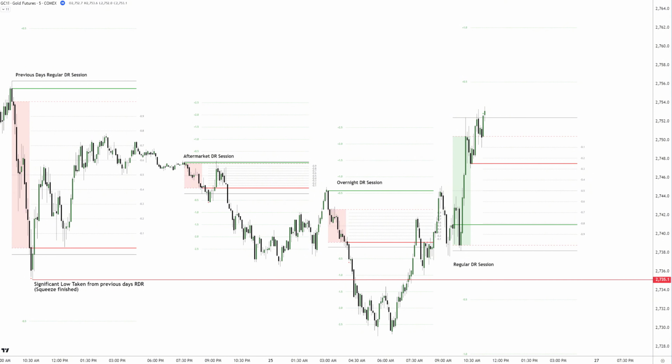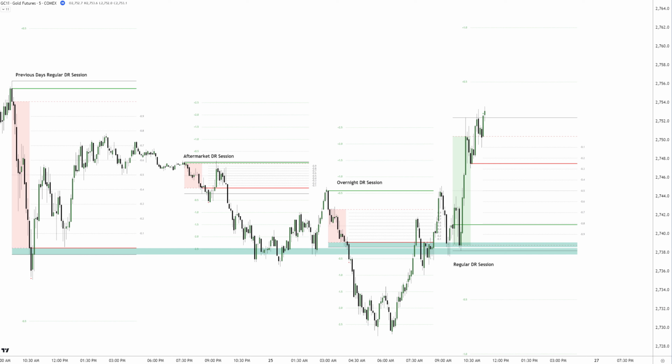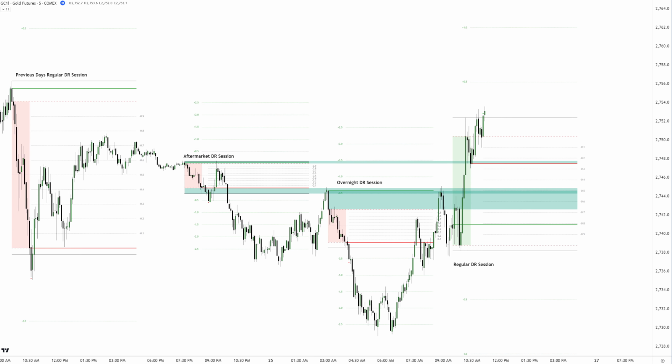To understand what caused this upside expansion in the regular DR session, we can see it found support from both the previous day's regular DR session lows and the overnight DR session lows. We can also highlight previous DR session levels aligning with the current defining range to act as additional confluences for long setups.